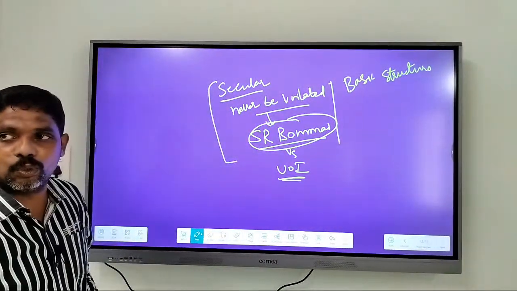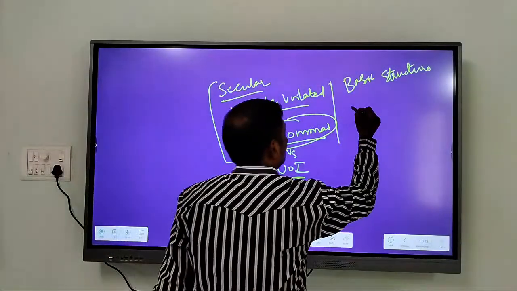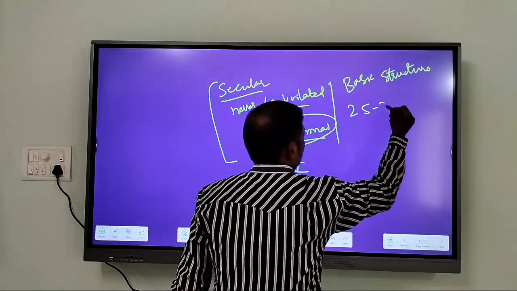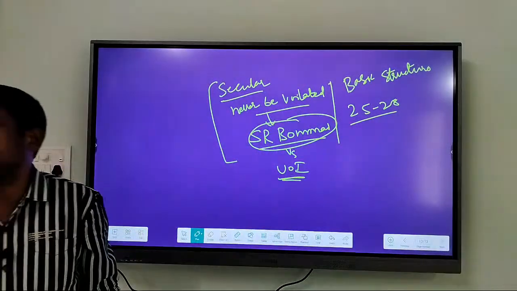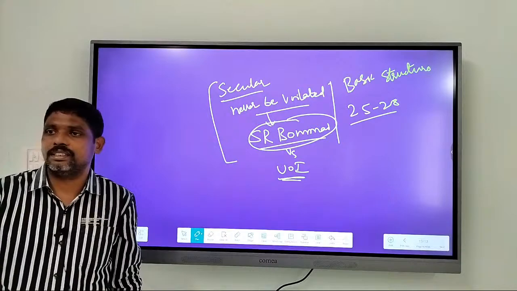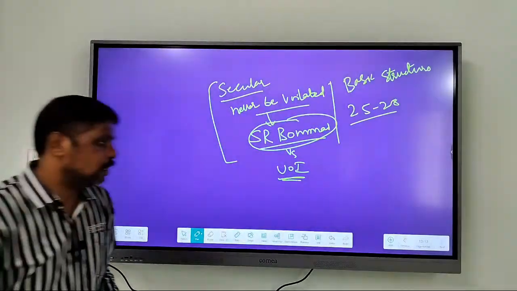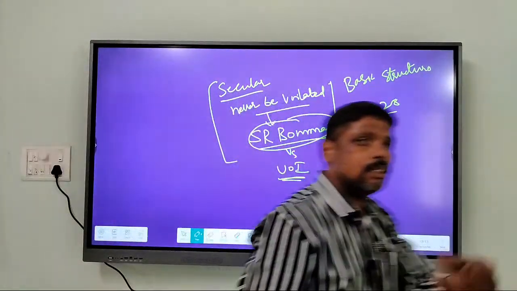And another point that you should remember is Articles 25 to 28 of the constitution. Articles 25 to 28 deal with religious rights, all right. So this is about, do you want to ask anything?